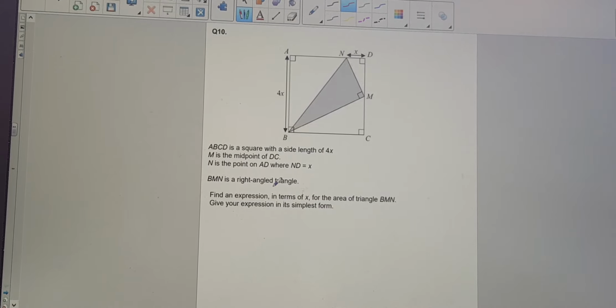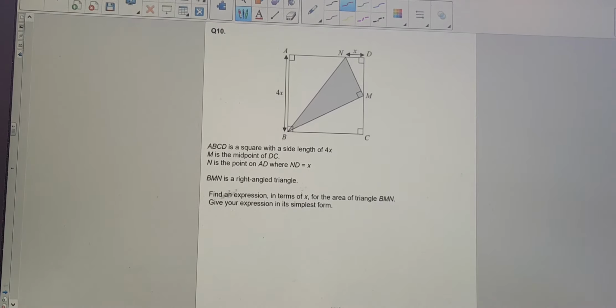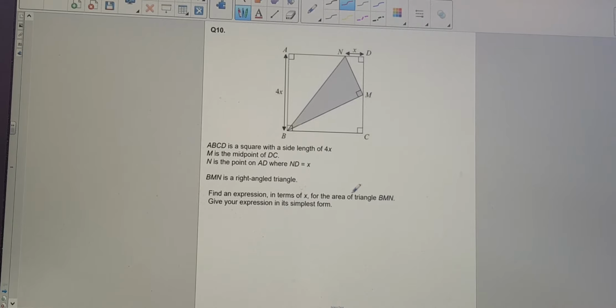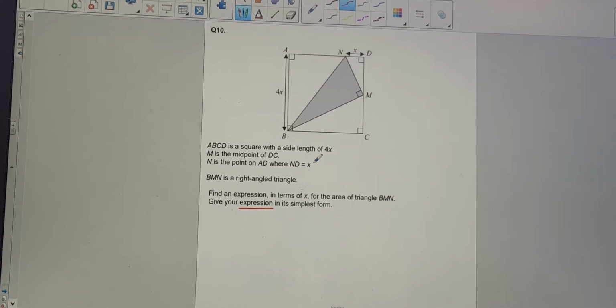BMN is a right angle triangle. That's the thing that I want. Find an expression in terms of x for the area of triangle BMN. Give your expression in its simplest form. Expression, I know that it will have variables, in this case x, in my answer.